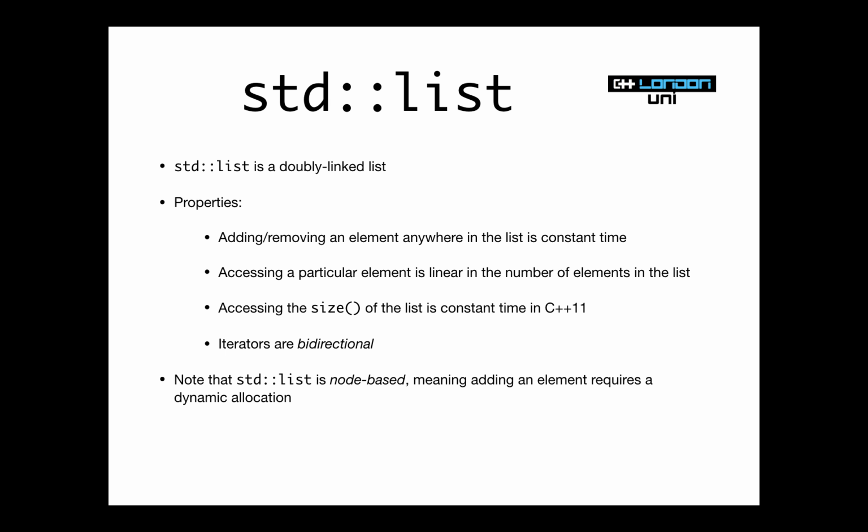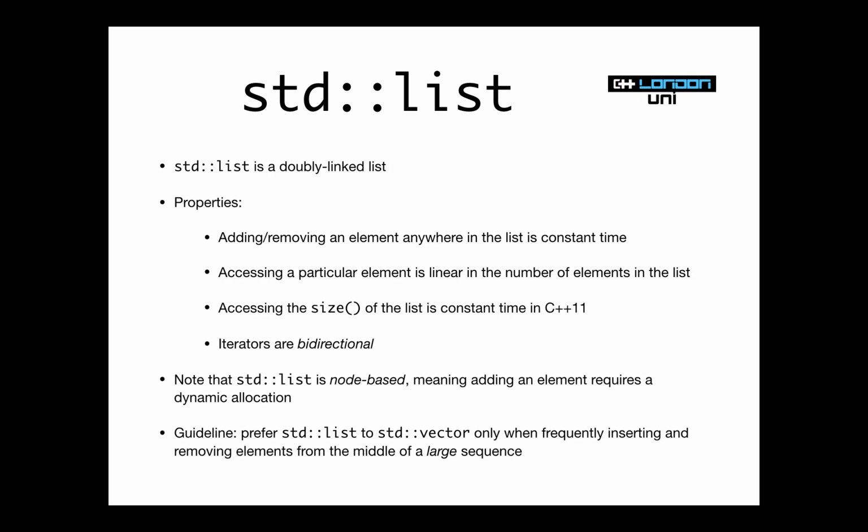Another downside to standard lists is that they are node-based. Every time you add an element to a list, an allocation happens, which again is not something you really want to happen. So as a guideline, the only reason you would consider using a standard list is because you are frequently inserting or removing elements from the middle of a large sequence.